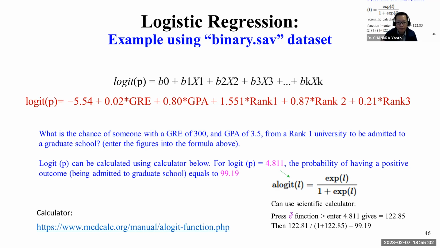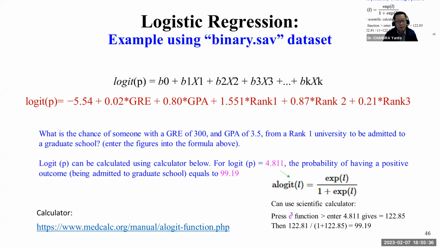So that 122.85 is the exponential of that value. Then you have 122.85 divided by 1 plus 122.85, and you get a value of 99.19, the one that I highlighted in color. So if someone has GRE of 300, GPA of 3.5 from a rank 1 university, then this person has a 99.19% chance or probability of being accepted into the graduate school. Is it good or not?